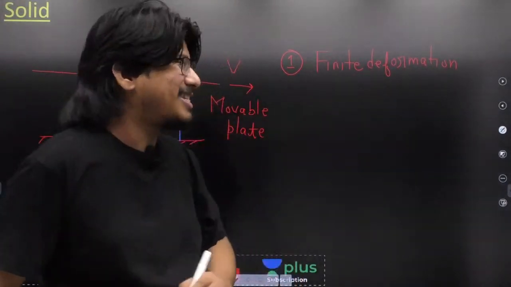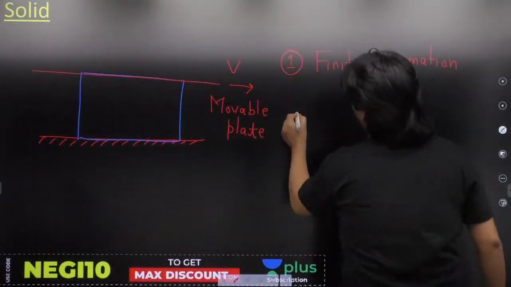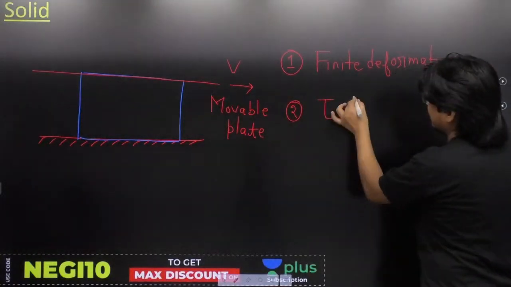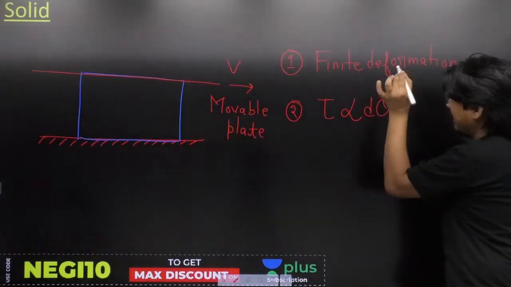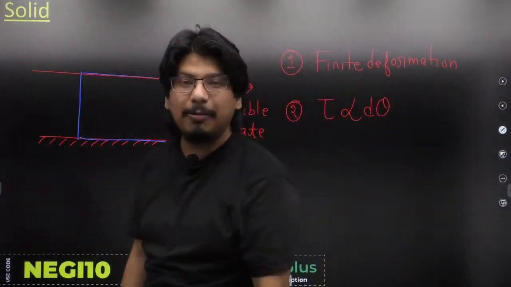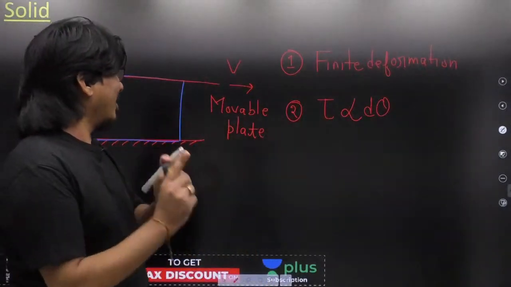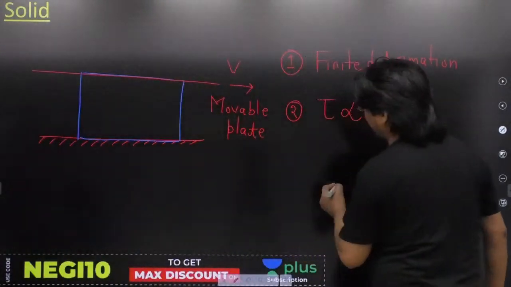Do you remember that? Second point, what was that? In case of solid, shear stress is directly proportional to what? d theta. Shear stress will be directly proportional to shear strain. And what was the next point? Are you able to recollect?